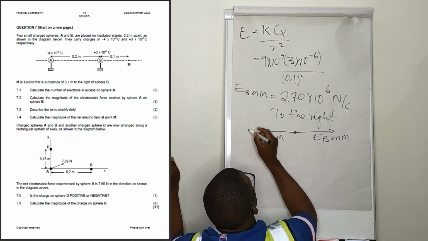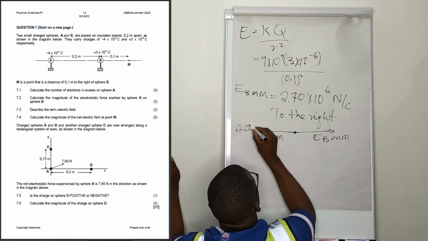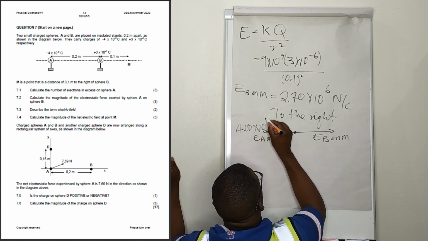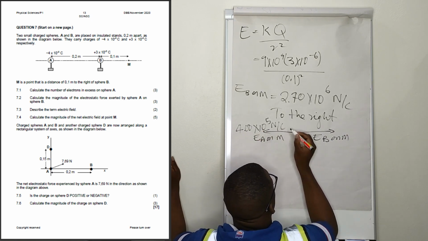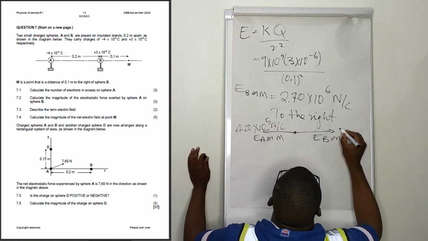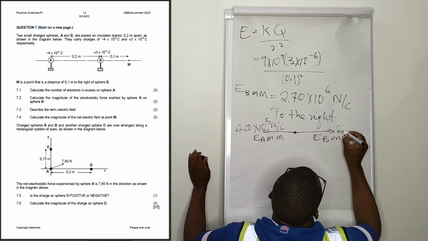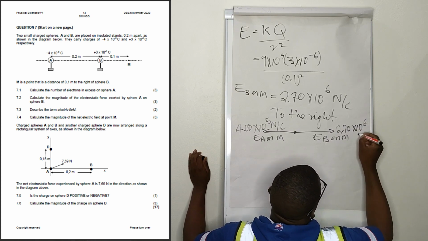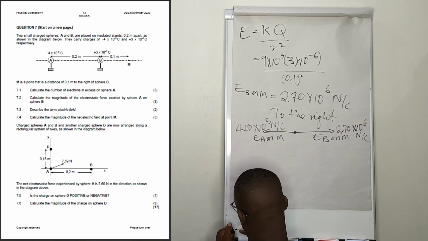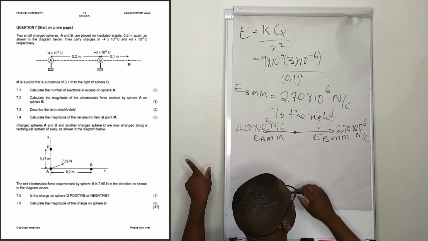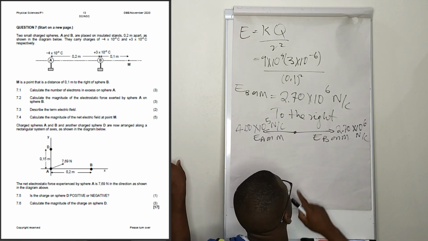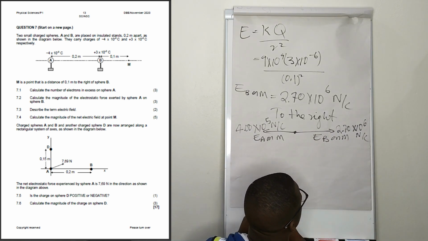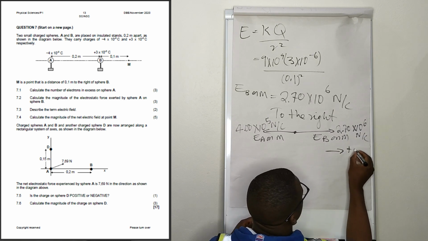So the other one is 4.00 times 10 to the power 5 newtons per coulomb. The other one is, what is it? 2.70 times 10 to the 6 newtons per coulomb. So now, if you want the net, just add the two. One is to the right and the other is to the left, so you can say your right is positive.